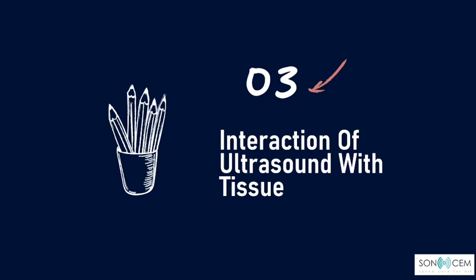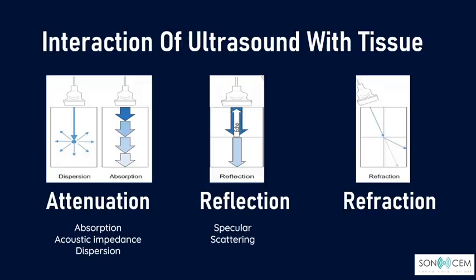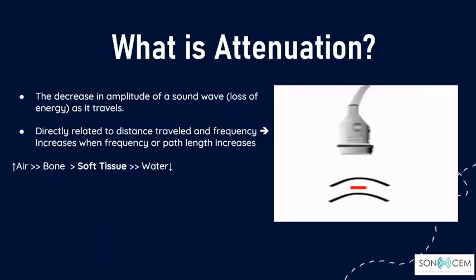Ultrasound waves undergo changes in the tissue. These changes are the principle of most artifact production. These waves get attenuated, reflected, and refracted. Attenuation means decrease in wave amplitude as it propagates through the tissue, and attenuation occurs greatest in the air, followed by bone, soft tissue, and water.